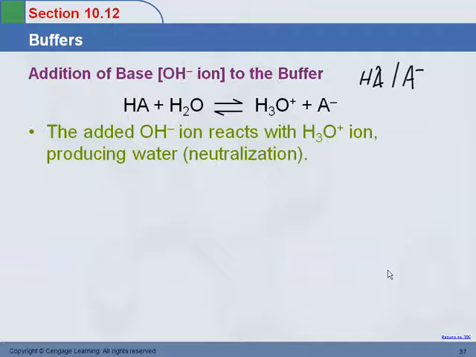So if I have HA and A minus as my buffer, we can write this reaction showing the buffer system, which is essentially putting your acid into water and showing what it would produce. So if I add hydroxide ion to this buffer, it's going to react with the HA and produce water, which will neutralize it. So my buffer is pretty amazing in that I can add hydroxide, I can add strong base to it, and the buffer turns my strong base into water, which is neutral.